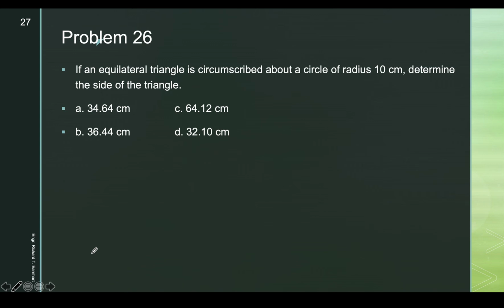If an equilateral triangle is circumscribed about a circle of radius 10 centimeters, determine the side of the triangle. Okay. The triangle is circumscribed, so the triangle must be outside. The equilateral triangle must be outside the circle, no?